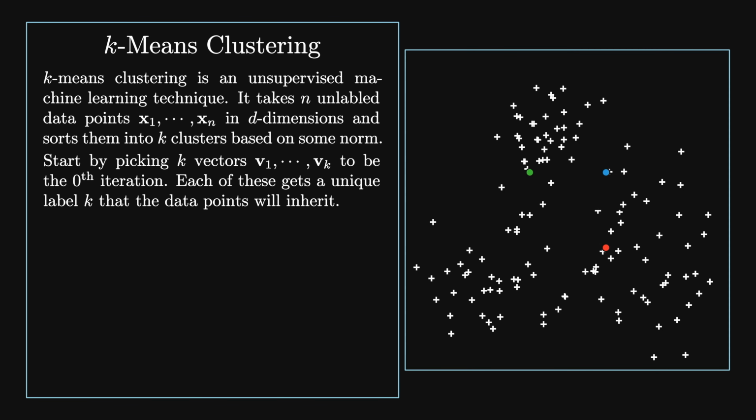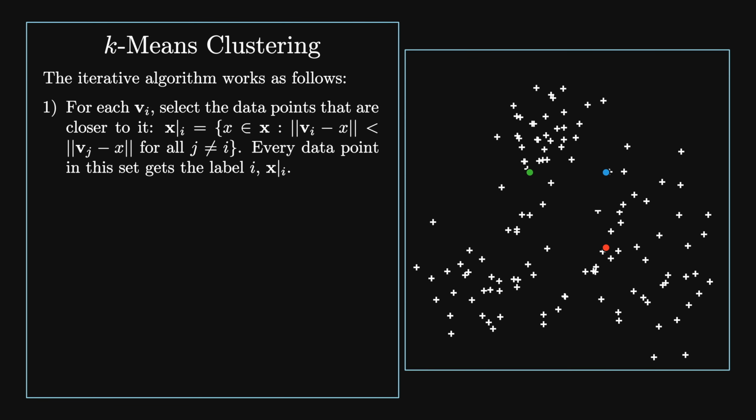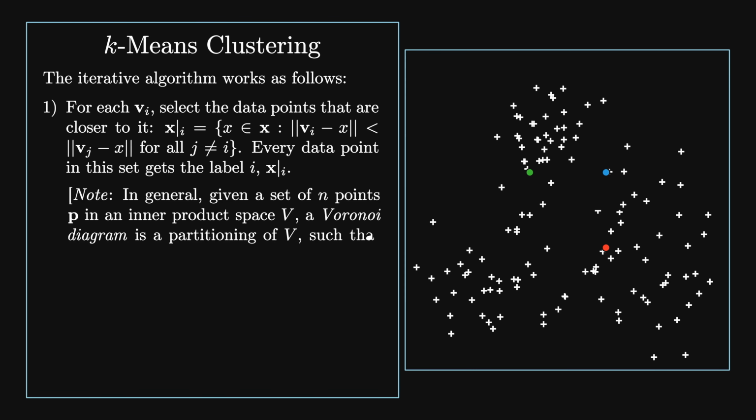The iterative algorithm works as follows. 1. For each vector, select the data points that are closer to it than any other vector. Here, closer depends on your choice of norm or metric. Note, this is related to Voronoi constructions.